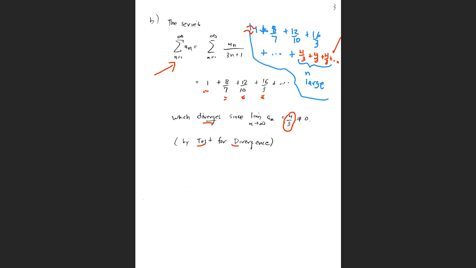Yes, question, Clea? Like you said, for it to converge, it needs to approach 0. For the series to have a chance to converge, the terms of the series need to approach 0. Yes, that's correct. But the terms of our series approach 4/3. Yes, they don't approach 0.